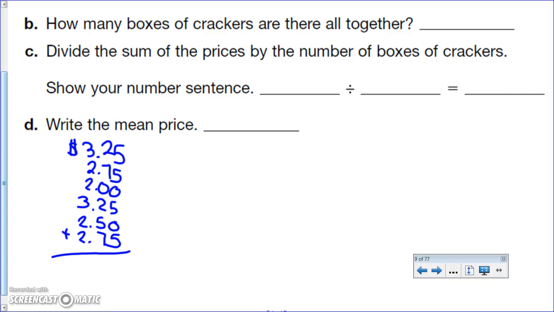So 5 plus 5 plus 5 plus 5 is 20. So I'm going to put the 0 down, carry the 2. 2 plus 2 is 4. Plus 7 is 11. Plus 2 is 13. Plus 5 is 18. Plus 7 is 25. Put the 5 down, carry the 2.